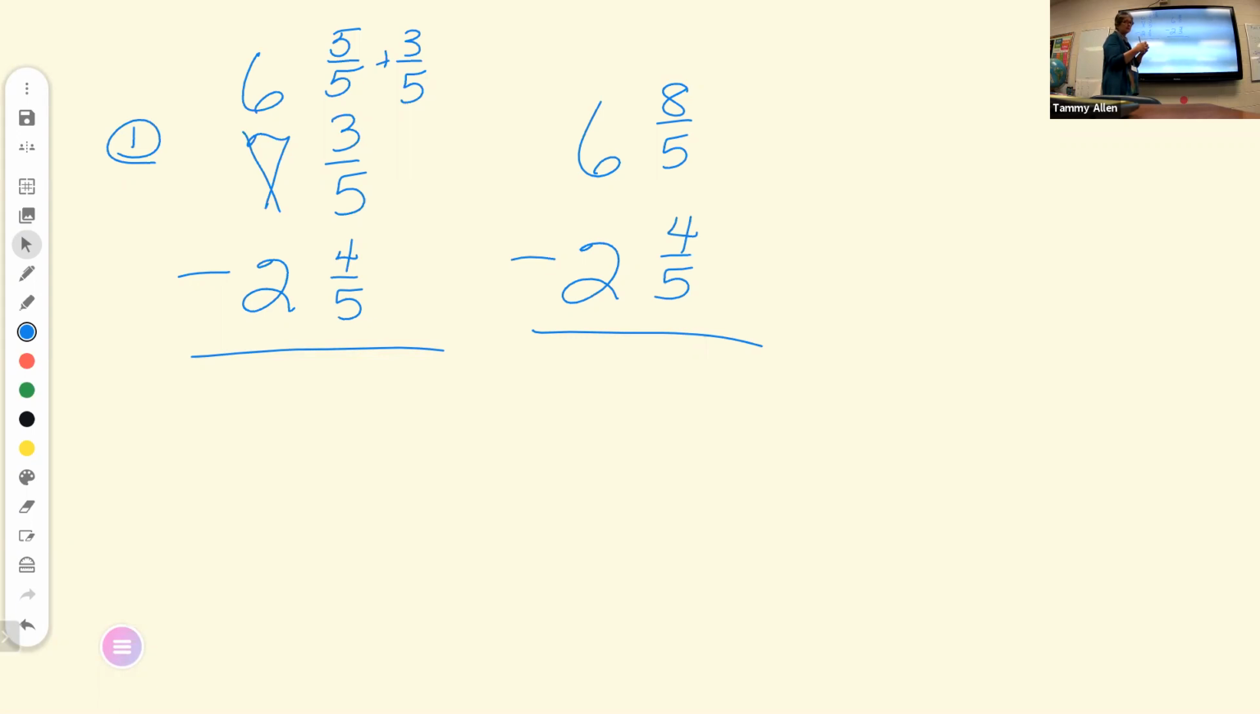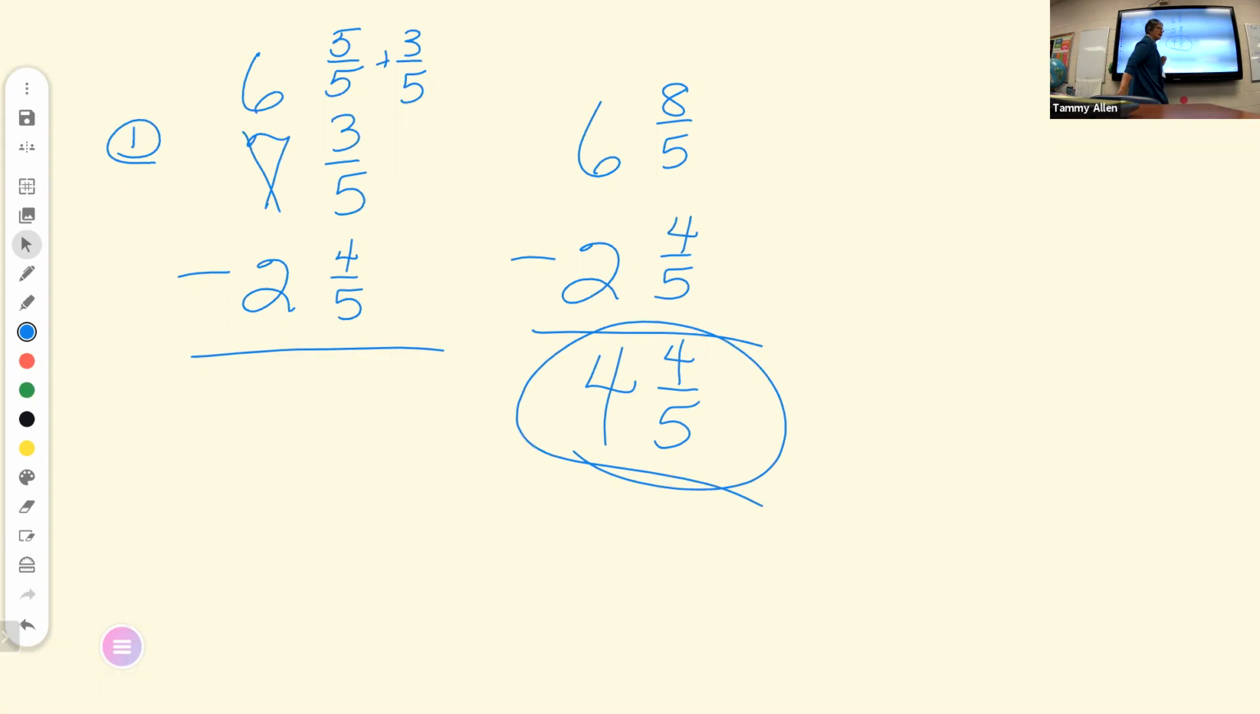8 fifths minus 4 fifths is? 4 fifths. And 6 minus 2 is? 4. And it's 4 fifths in lowest terms? Yes, it is. I circled that baby and I am done. We put a rubber stamp on it. Done. Okay?